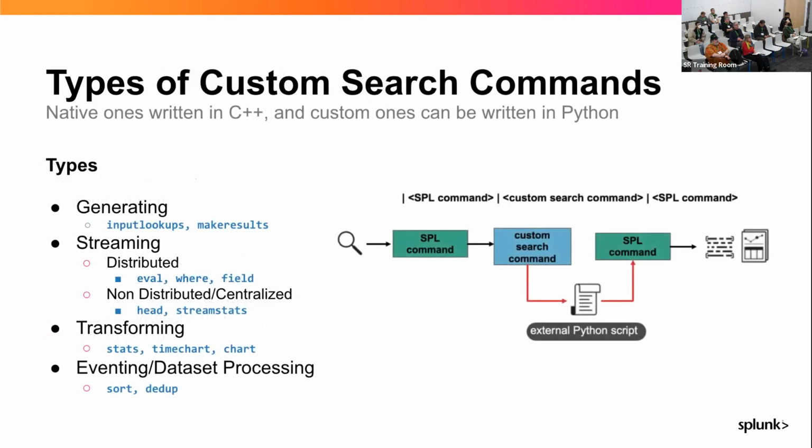Now, this slide is focused on custom search commands. Sandeep, do you want to go over this or do you want me to cover it? Yeah, I can go. So here we have types of custom search commands. Even custom search commands could be of different types. What you probably want to know is, we have generating, streaming, transforming, and events.